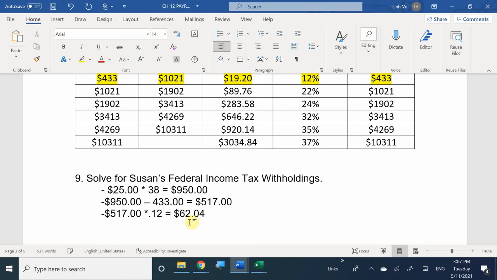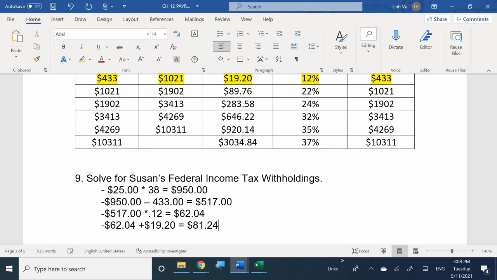Hold on, hold on. Sorry. 62.04 plus the 19.20 equals 81.24. She's also claimed no dependents and no extra withholding. So therefore, that is it. She is going to pay a total of $81.24 into her income tax.